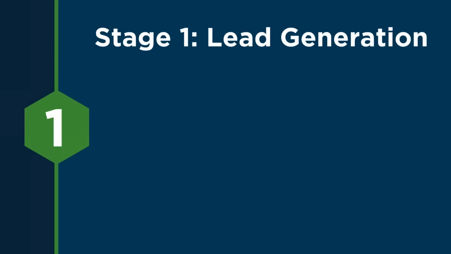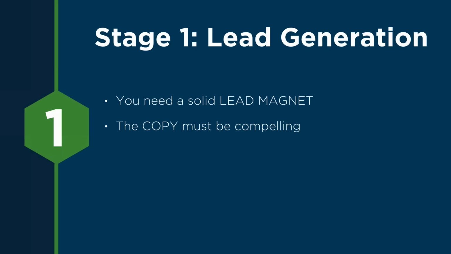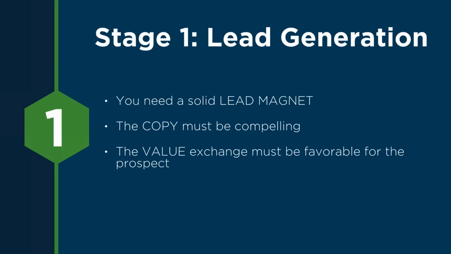Okay. So let's go through some campaign examples. These 7 stages or these 7 campaigns that you have to have in your business. First one, lead generation, of course. So you have to have a solid lead magnet. The copy must be compelling. The value exchange must be favorable for the prospect, or else they're not going to fill out your form.